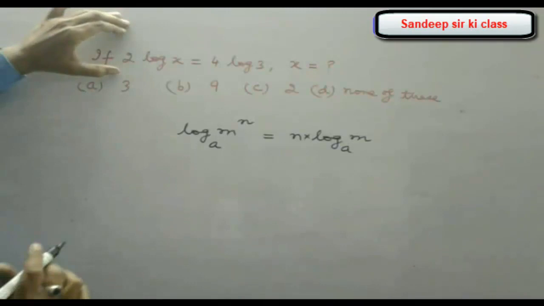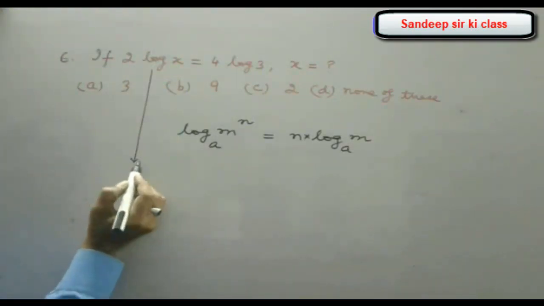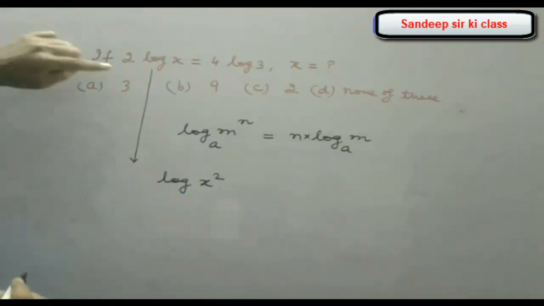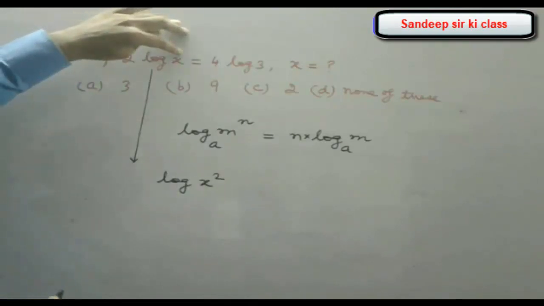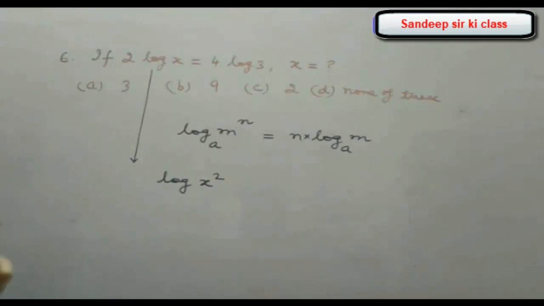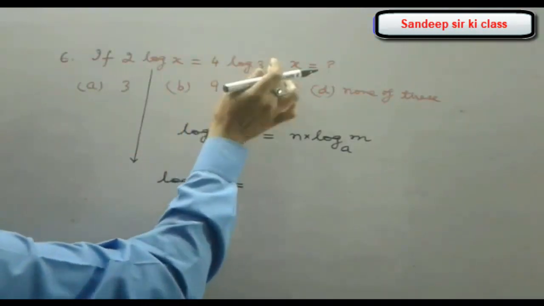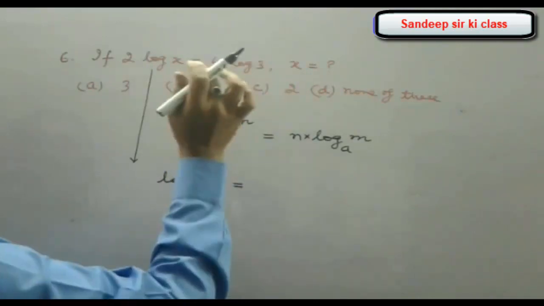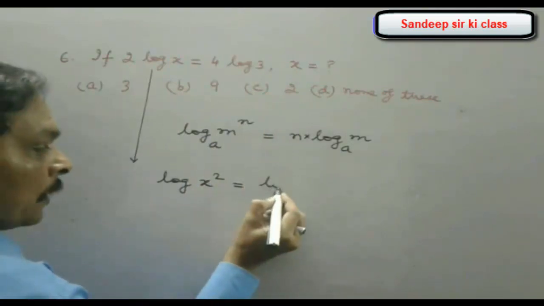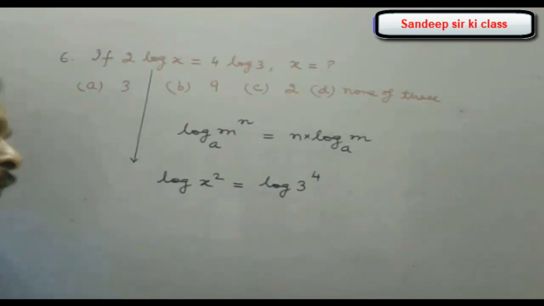Now with this rule, if I am to write the left hand side, it will be log of x square. This 2 will become the power of x. What will be my right hand side? It is 4 which is being multiplied by log 3. So 4 will become the power of 3. So right hand side will be log 3 raised to the power 4.